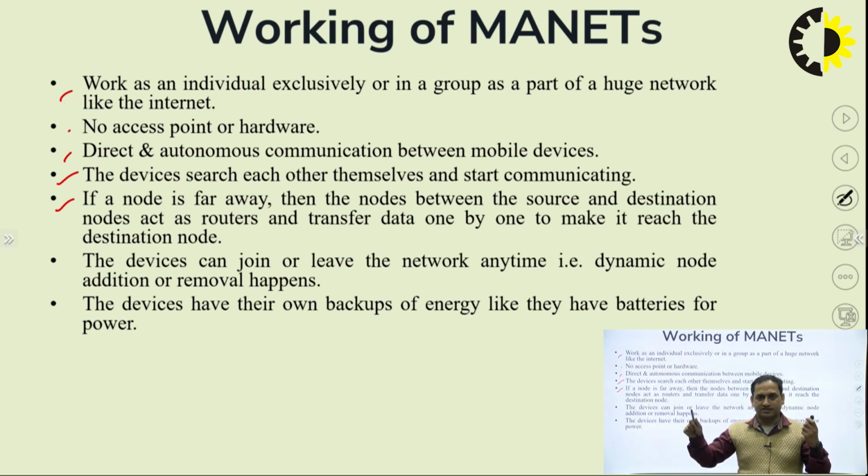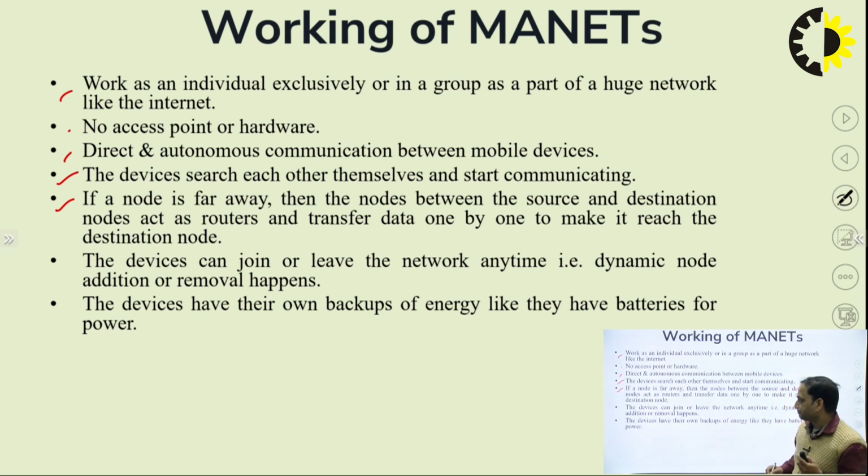transmit the data to the destination node, and in between these two nodes there are some nodes through which this data is transmitted, right? So these will act as the routers. So the intermediate nodes act as the routers for the source and the destination devices.